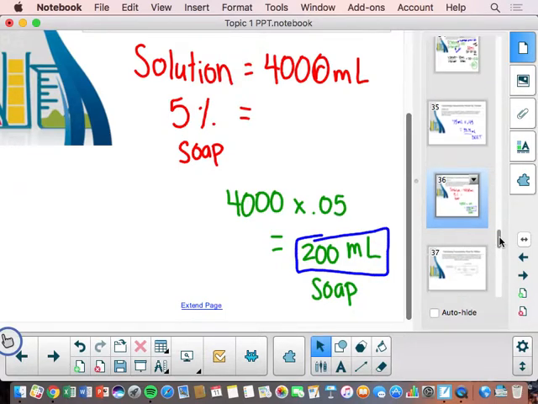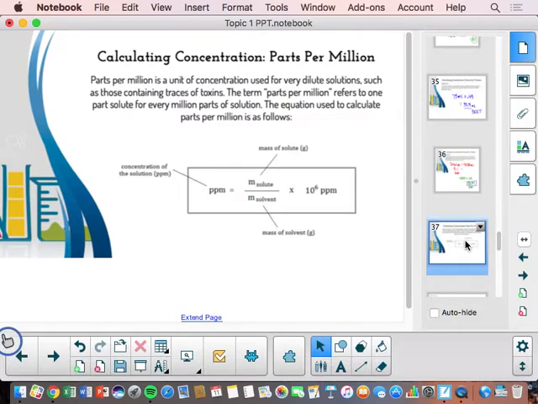All right. Now let's do the second type of calculated concentration, which is parts per million. So ppm means parts per million. How we figure that out is we take the mass of a solute divided by the mass of a solvent and times it by 10 to the 6. Okay? So let's do an example of that.